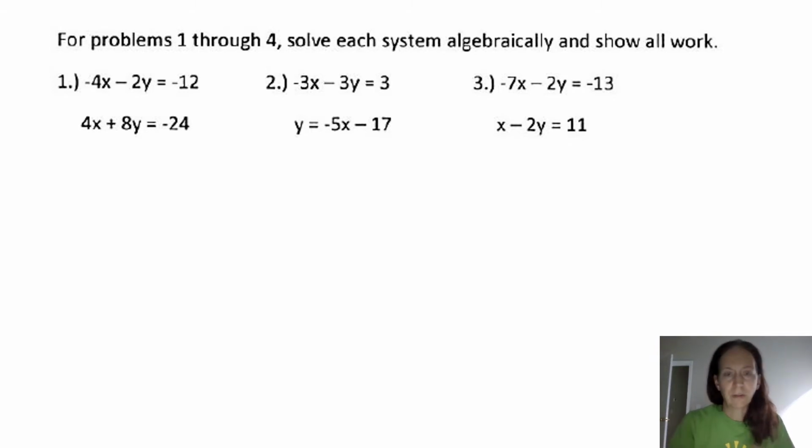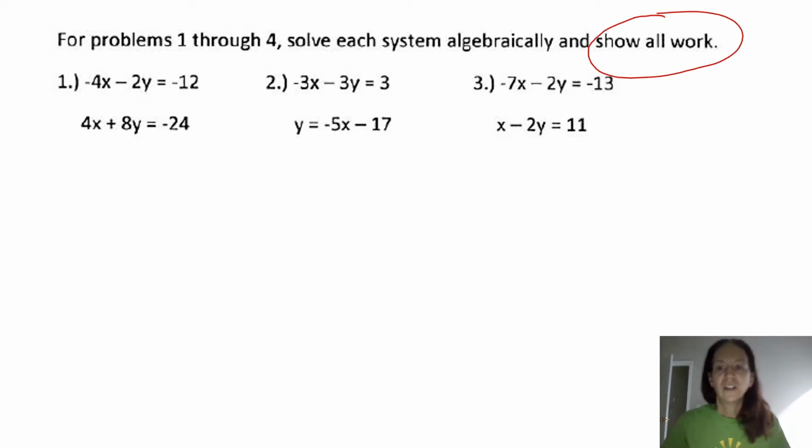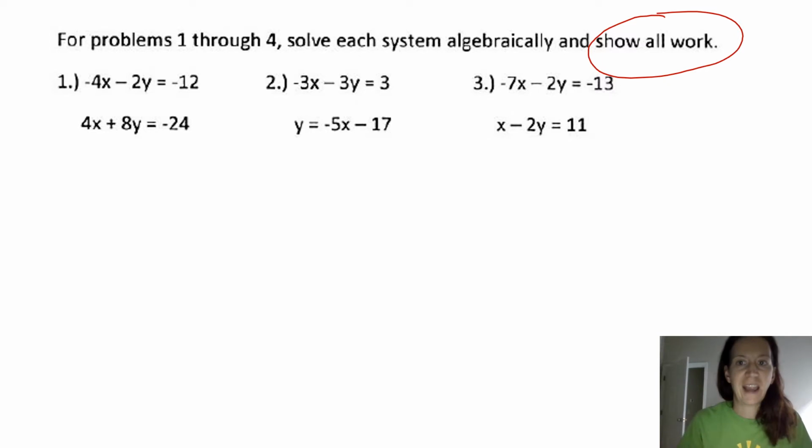This is literally what the directions say. For problems 1 through 4, solve each system algebraically and show all work. It does not specify which strategies you need to use, so you are free to pick the strategy that you prefer. I am going to do what I think is the best decision for me in these problems, but you might disagree and want to do the problems a different way. Notice that it does say here that you will need to show all your work. So if you are just dumping an answer, I'm not going to give you a lot of points.